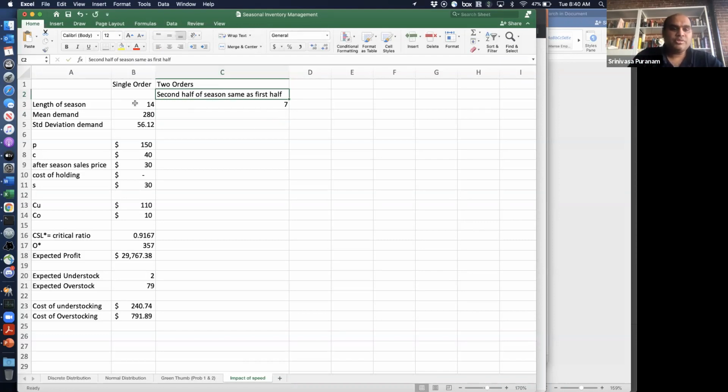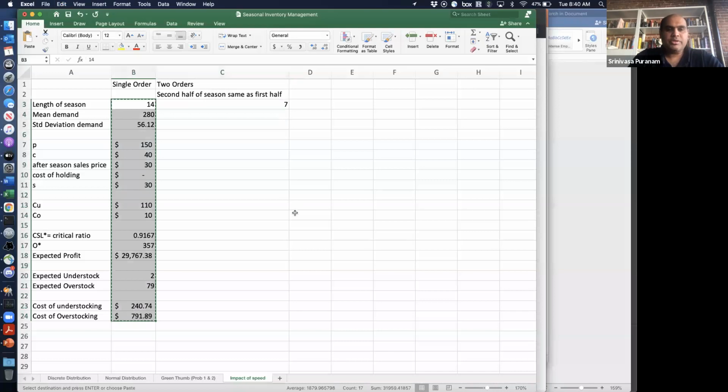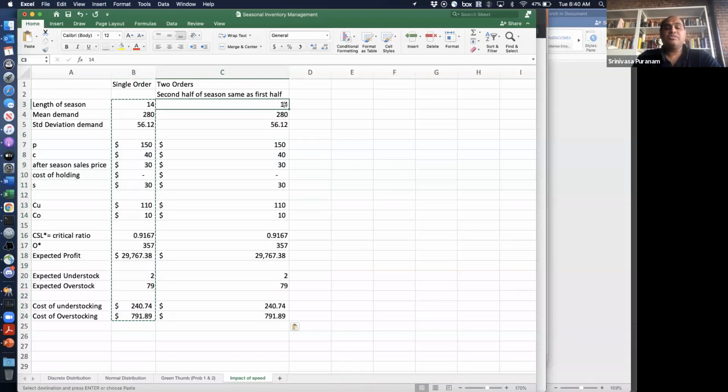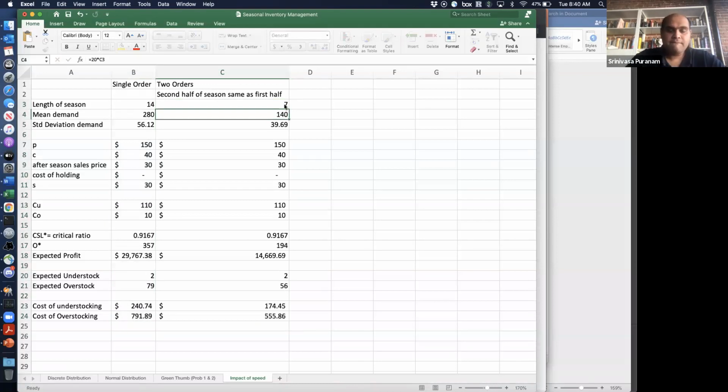So length of the season is, so I'm just going to copy the whole thing over again. I'm not going to change much. The only difference now is the length of the season is 7. Because of that, your average is 140, standard deviation is 39.69, but the critical ratio stays the same.